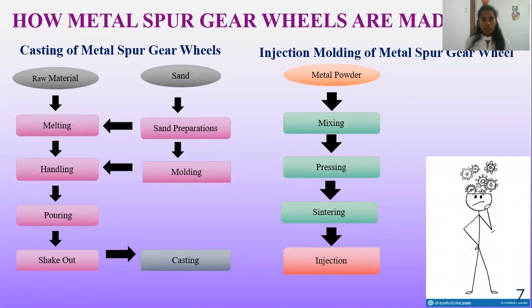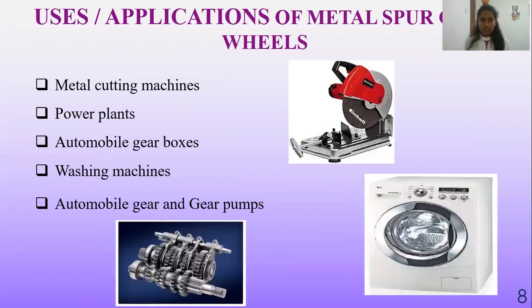If we talk about injection molding of Metaspore gears, here the main raw material is metal powder. This metal powder is mixed, pressed, sintered and injected when making Metaspore gears. The steps are given in the second flow chart. In the next slide, we show the applications of Metaspore gears. Nowadays, we use Metaspore gears in different ways, like in metal cutting machines, power plants, automobile gearboxes, washing machines, marine engines, steel mills, fuel pumps, etc.